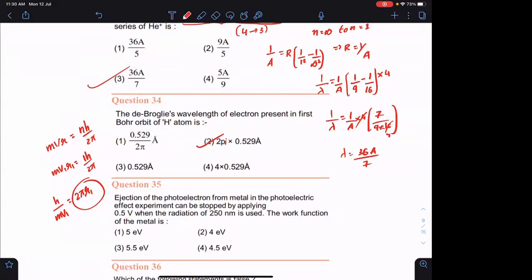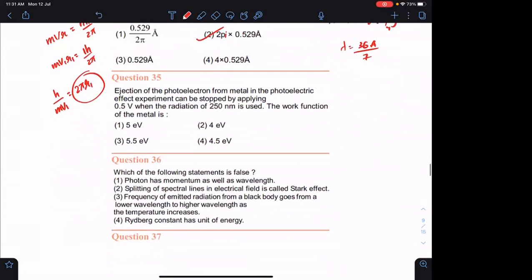Okay. De Broglie wavelength in first Bohr orbit of hydrogen atom, lambda is equal to h upon mv. So if you want to get the de Broglie wavelength, you can use mvr equals nh upon 2 pi. From that you can get the value of h upon mv, which is 2 pi r1. r1 is 0.529 angstroms.